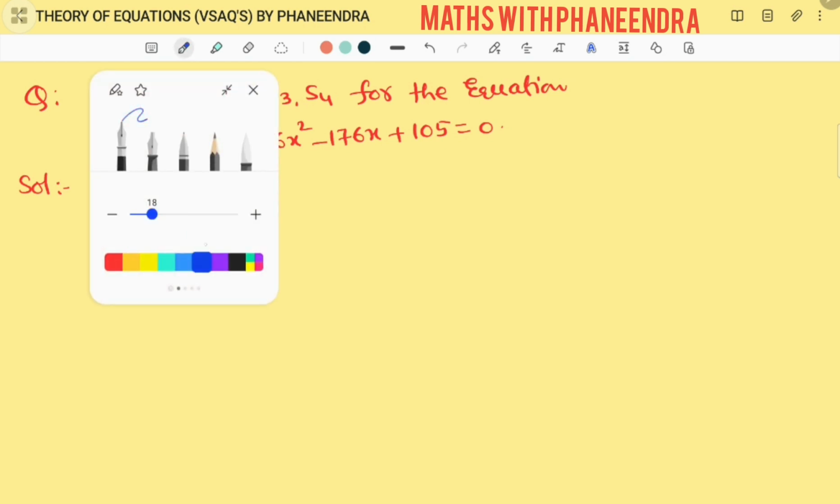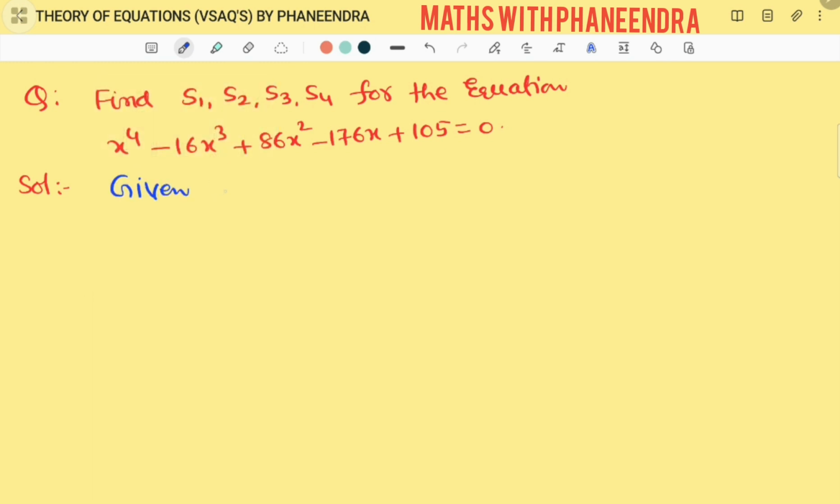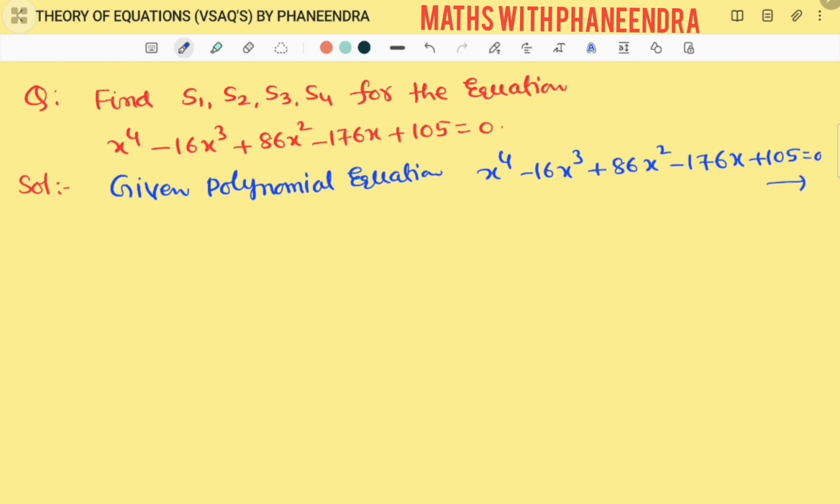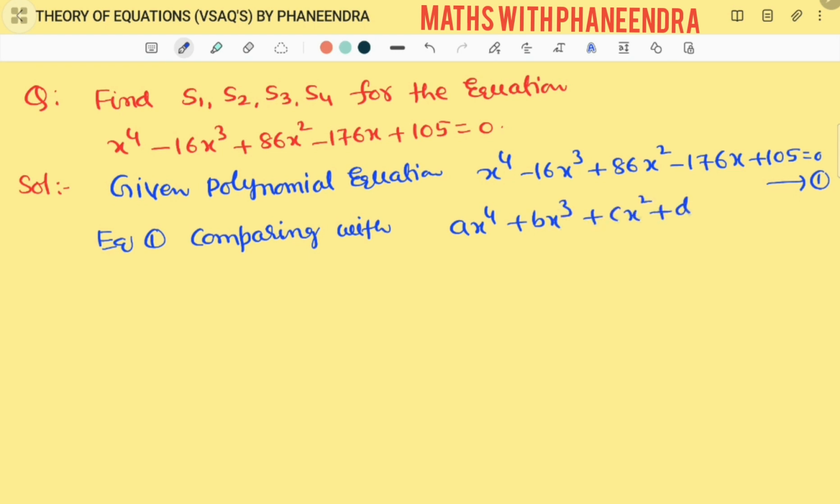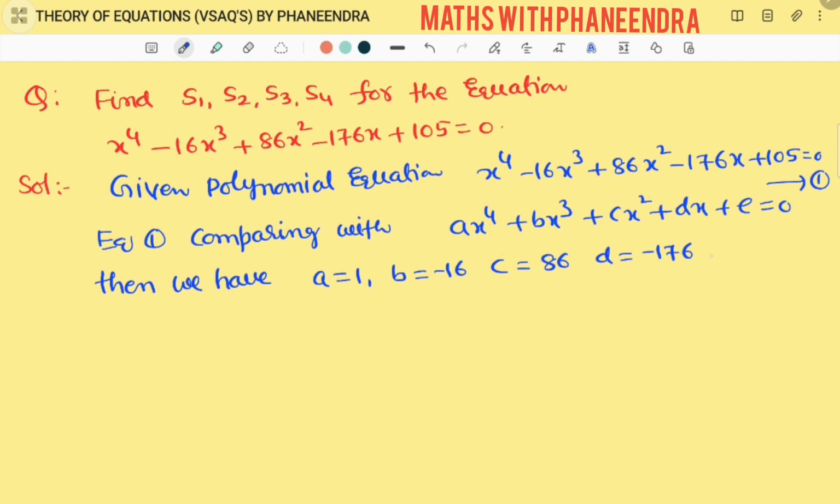So first step is the given polynomial or given equation. x power 4 minus 16x cube plus 86x square minus 176x plus 105 is equal to 0. This equation 1 comparing with ax power 4 plus bx power 3 plus cx square plus dx plus e equal to 0, then we have a is equal to 1, b is equal to minus 16, c is equal to 86, d is equal to minus 176 and e is equal to 105.